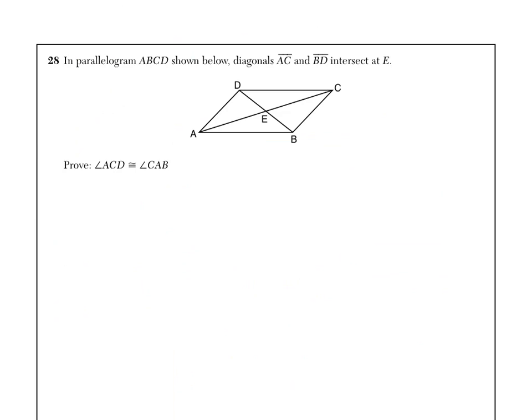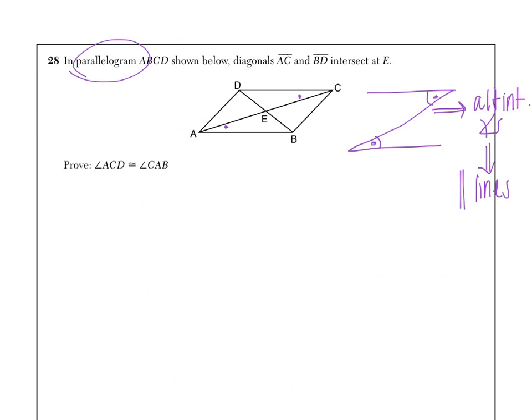Number 28 says, parallelogram ABCD shown below has diagonals AC and BD that intersect at E. Prove angle ACD is congruent to angle CAB. So I'm going to find those angles and just put dots in them. ACD, this angle here, is congruent to angle CAB, this angle here. When I look at that, I notice a Z with those dots in the angles. And we know that a Z is formed out of alternate interior angles. And the thing that forms alternate interior angles are parallel lines.